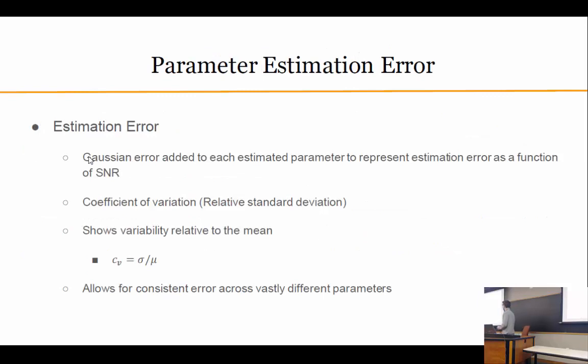So this again is the estimation error that I've used across my parameter set. Actually I'm using something called the coefficient of variation, and basically what this does is make sure that the estimation error is consistent across parameters. It's usually expressed as a percentage, but it's a way to keep your estimation error consistent across both your dwell time and your bandwidth and among the other parameters.